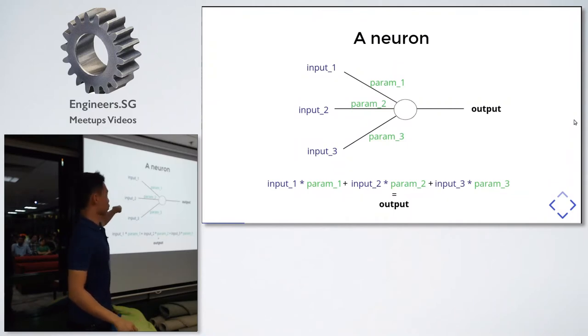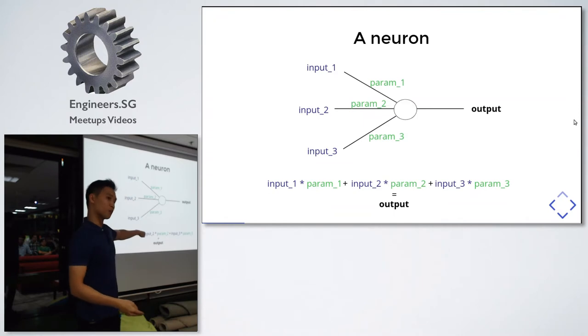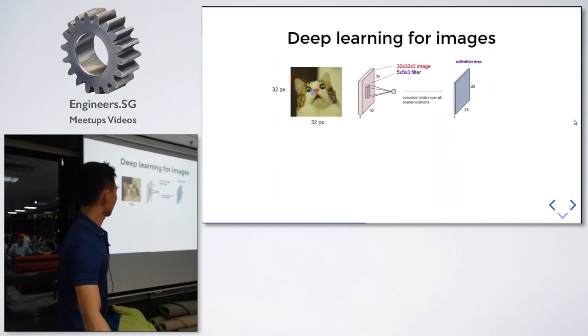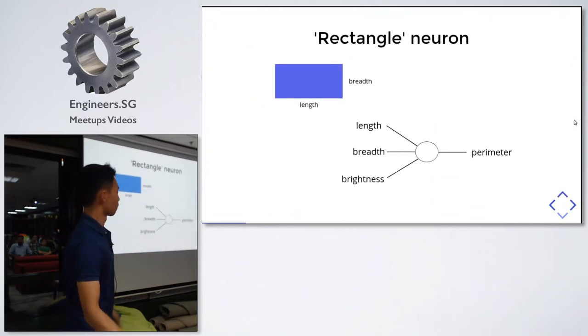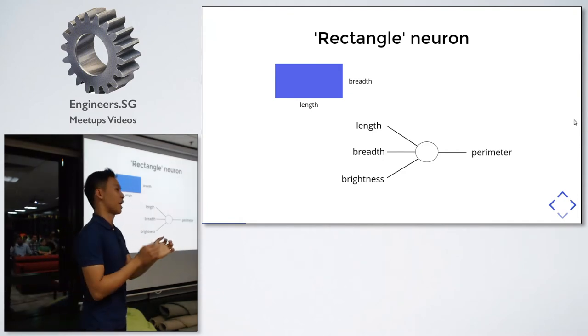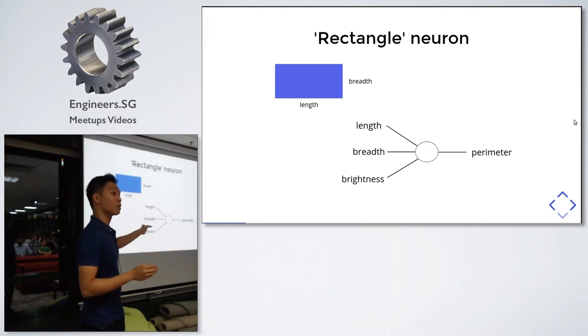And then you plus input 2 times parameter 2, and then you do it all the way for all the inputs and all the parameters, and then you get an output over here. So a quick example. This is not really applicable in a real-life scenario, but imagine you want to train a neuron to tell you the perimeter of a rectangle, given three properties: the length of it, the breadth of it, and the brightness of it.